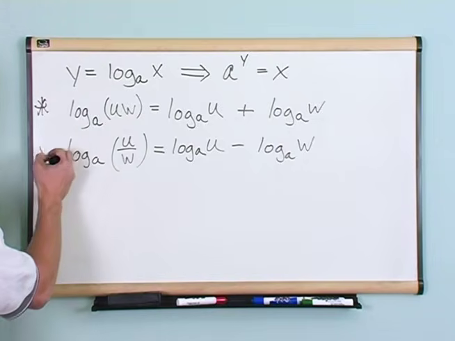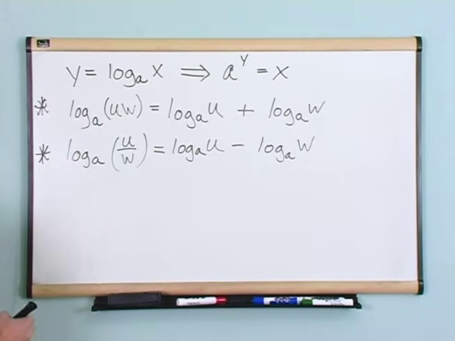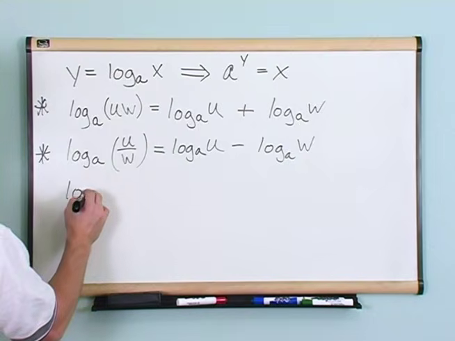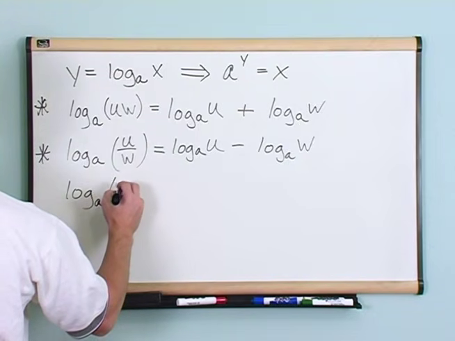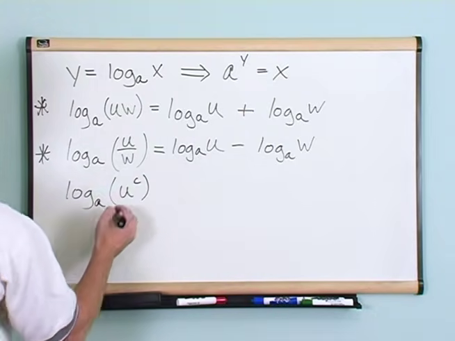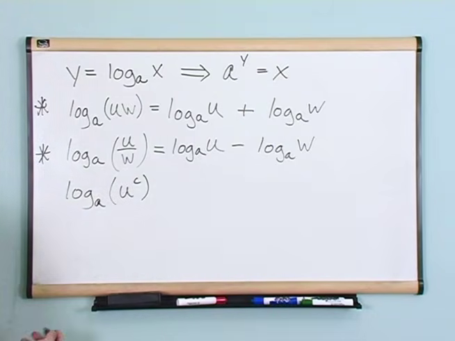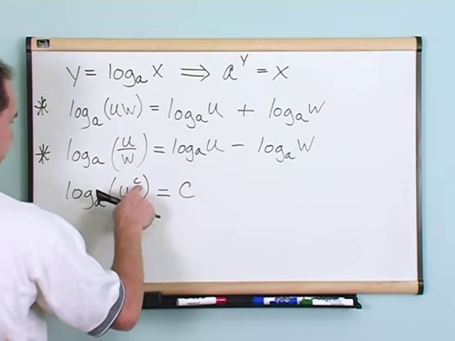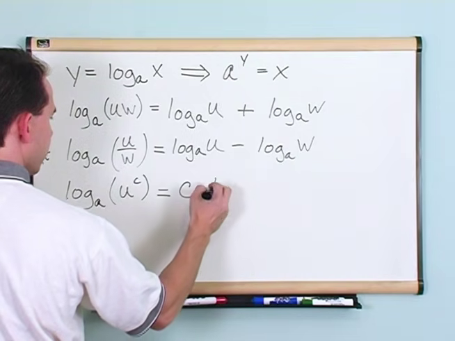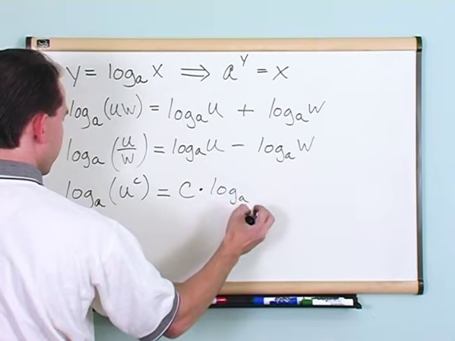The final one, and again, that's a very important one you're going to use all the time. The log base a, of course, of something raised to a power. This could be x squared, x cubed. It could be 3 to the x. It could be anything raised to a power. It is going to be equal to this exponent, c, that you had in here, times the log, again, base a as always, of u.